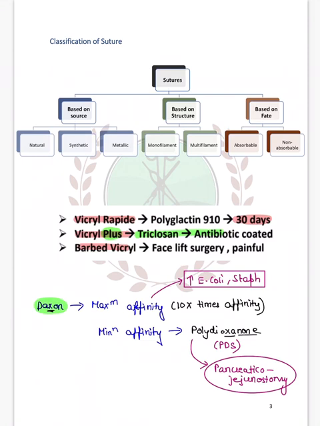Now you have two more questions: which one of the following has maximum affinity, which one has minimum affinity. So that is polydioxanone. Its time period is maximum, that is 180 days, and its affinity is minimum. He is happy with 2 people in his life. Then you have Dexon. This Dexon has maximum affinity. So remember, Dexon, like X has left him. So when X has left him, he is trying to make a new one. So he has the maximum affinity, that is 10 times maximum affinity, and there is an increased risk of infection with E. coli and Staph. ES, X. You can remember like this.